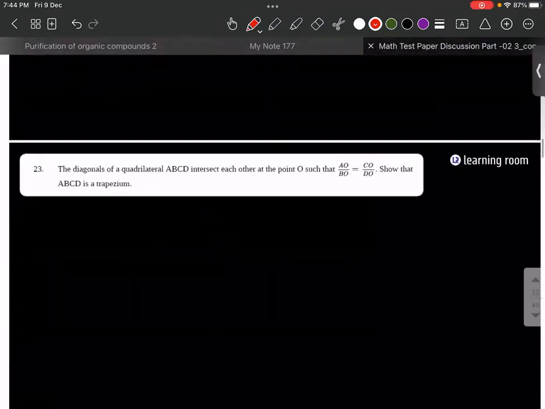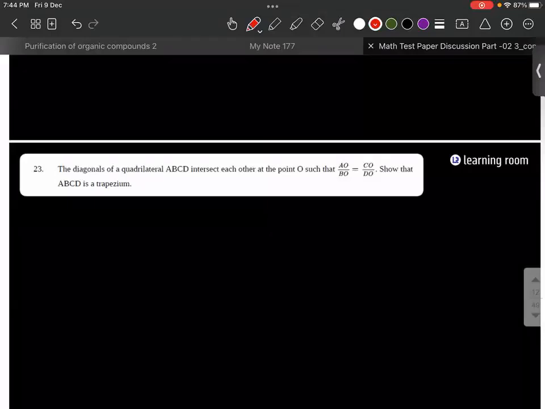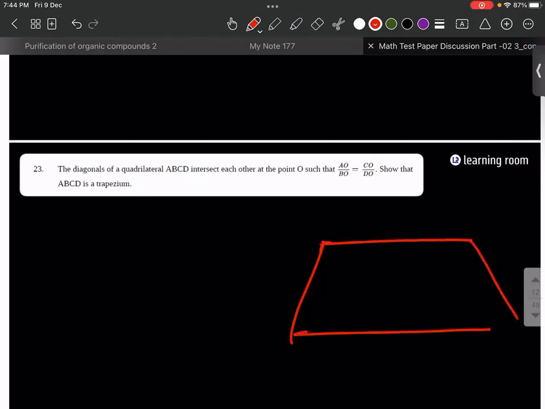Very simple problem. The diagonals of a quadrilateral ABCD intersect each other at point O such that AO by BO is equal to CO by DO. Show that ABCD is a trapezium. So how to do this? We should construct OE parallel to CD. One minute, I'm just drawing something like this. A, B, C, D, E, and AC, BD intersect at point O.